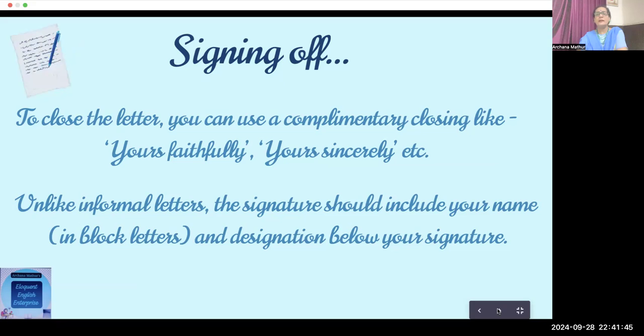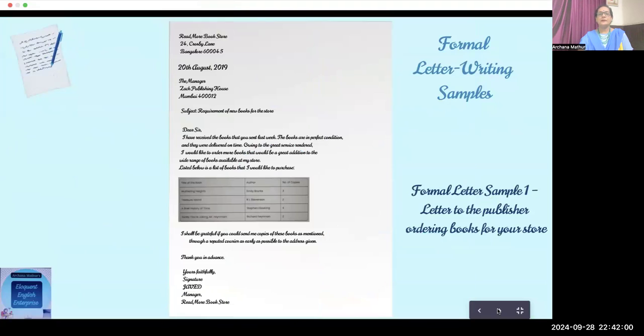Even if you're a simple resident of a colony, you have to mention that: Resident, RCWA, some colony's welfare association. So your designation, you have to definitely mention over there. Now, these are some formal letter writing samples. You may enlarge it. You may stop the video, click a picture so that you can see.